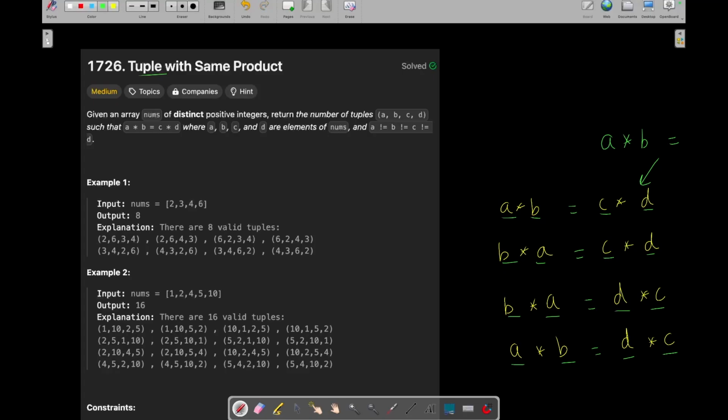Now we will be solving today's Leetcode daily challenge, which is Tuple with Same Product.